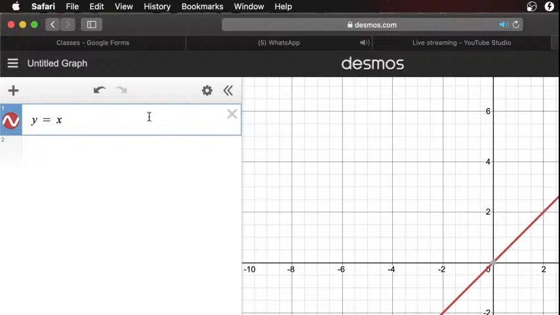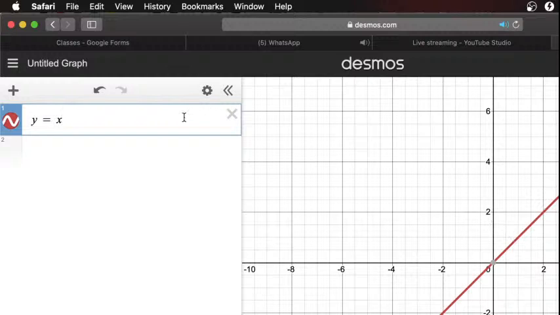Let's say here I have a function y equals x. As you see, it's just a straight line because at each and every point, when x equals 2, y is 2. When x equals 4, y is 4. When x equals any other value, it's the same value for y.